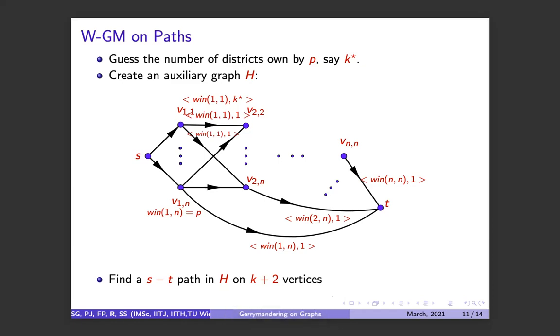So if I have an S to T path, if you think for a minute, you'll see that the union of the districts corresponding to the vertices on this path gives you the whole vertex set of G. This basically gives you a k-partition of the vertex set of G. So our first criterion is satisfied if I can find the S to T path on k plus 2 vertices in this auxiliary graph.